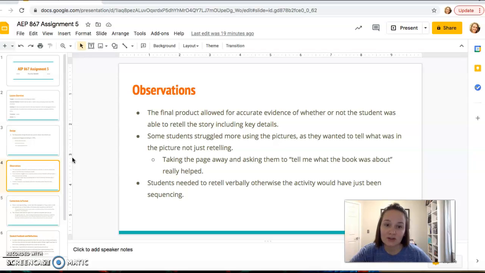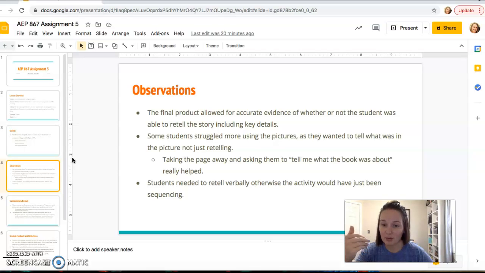Some of them I did notice, though, they used the pictures very explicitly to the point where it almost hindered their ability to retell the story to me, in which I then just took their page and said, hey, tell me about the story. What happened in the book? Which then allowed for them to so much more successfully retell the story. So I thought that was interesting and kind of something that I ran into that I was not expecting to be an issue.